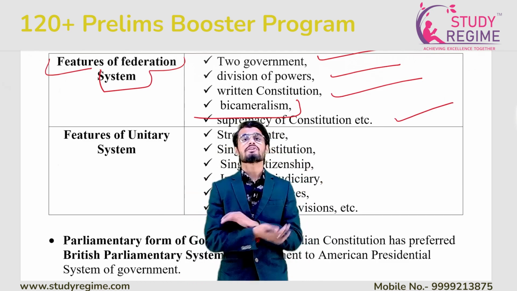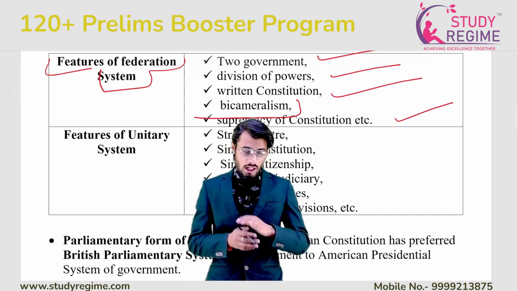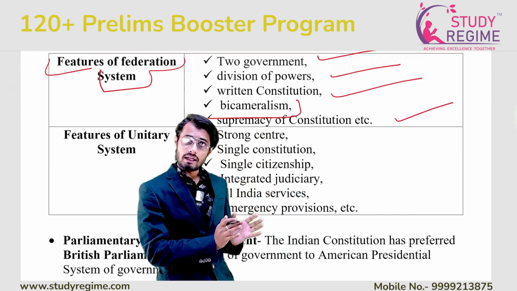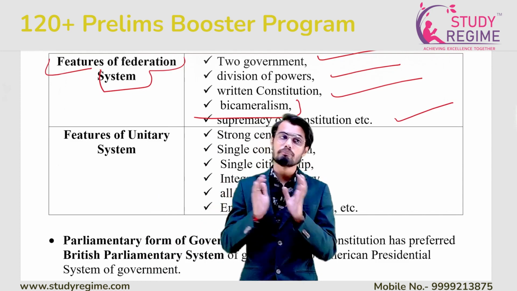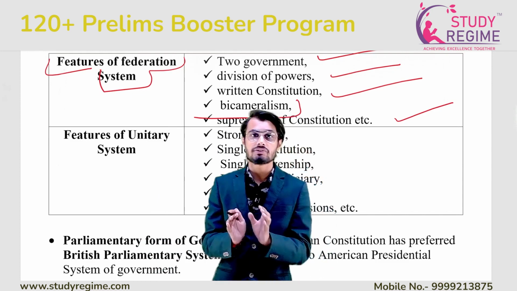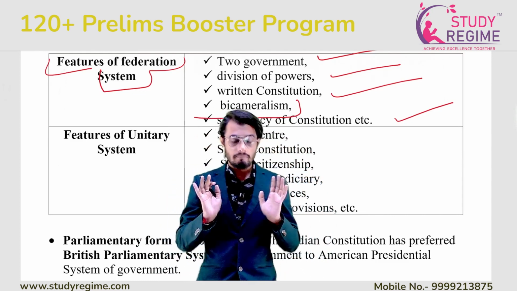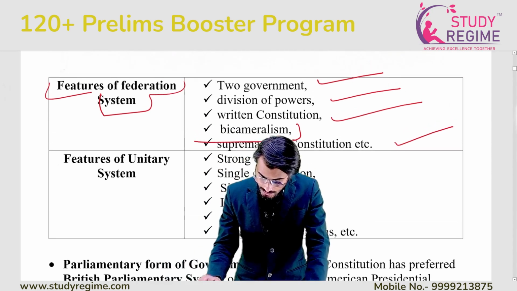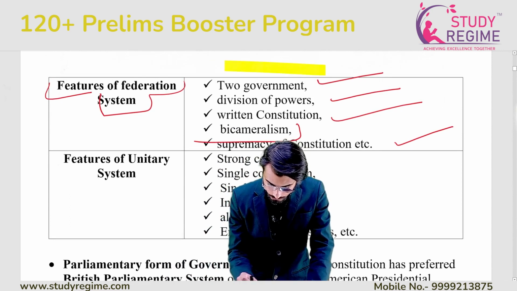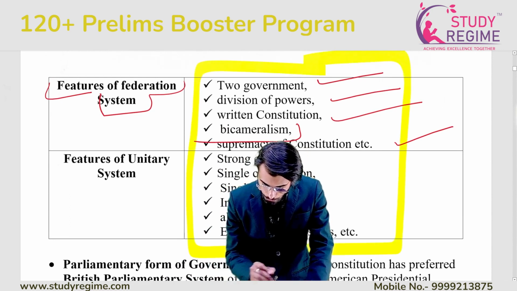Okay, features of unitary system. See, we do have a federation in our country, then we do also have a unitary system. We follow both, and both features should be very much aptly in your mind. And see, for this you have to understand this table very wisely. This table is very important for you.